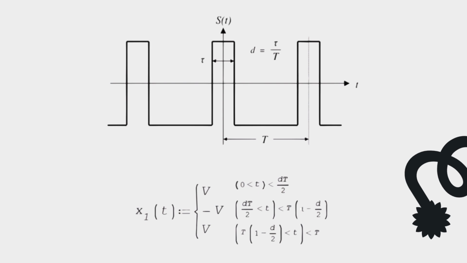Using the rectangular waveform shown in the figure, we will first represent this into a mathematical expression. We can write it mathematically as x sub 1 of t is equal to v for 0 less than t less than dt over 2, minus v for dt over 2 less than t less than t times 1 minus d over 2, and v for t times 1 minus d over 2 less than t less than t.